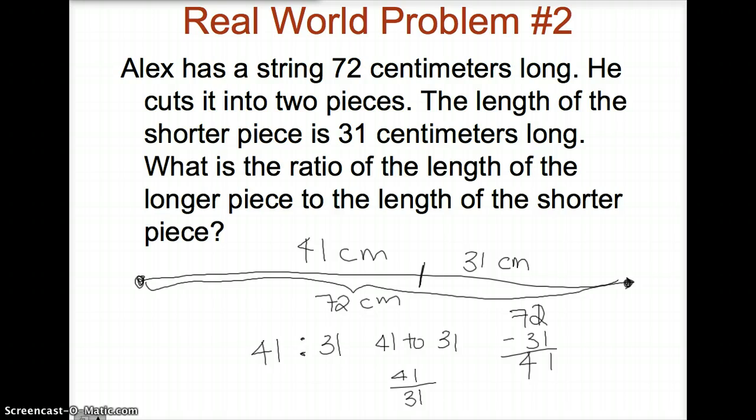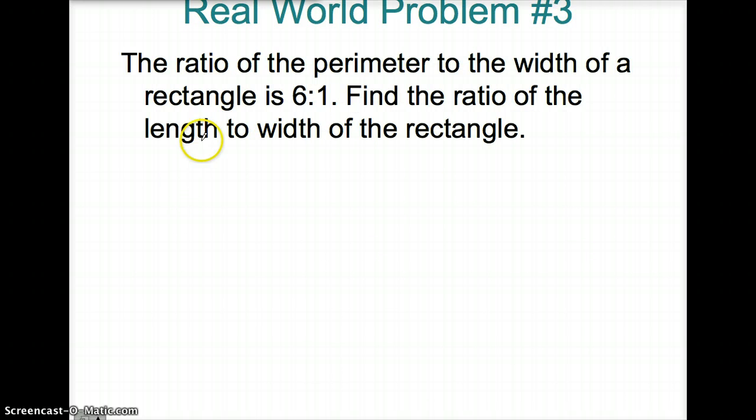Let's try a third problem. The ratio of the perimeter to the width of a rectangle is 6 to 1. Find the ratio of the length to the width of the rectangle. Well, we need to draw a rectangle. So if the width is 1, the other side will be 1. And so if the perimeter is 6, we need to find out these 2 missing sides, because we know perimeter means the outside of a shape.